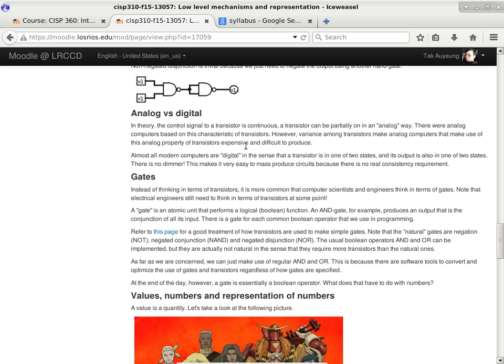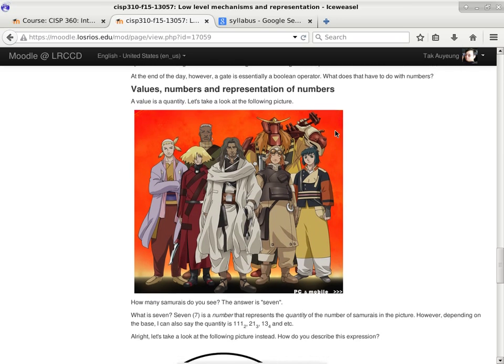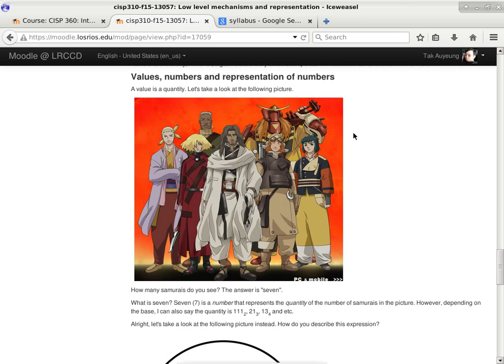Okay, I'm going to skip the logical versus the digital part, and then I'll skip all the way to values, numbers, and representation of numbers. So I'm going to ask you this question. What is this symbol? 7. It's a vertical line followed by a slanted line, right? Yes. But what does it mean? The most common understanding is it represents the value 7. But what exactly is 7?